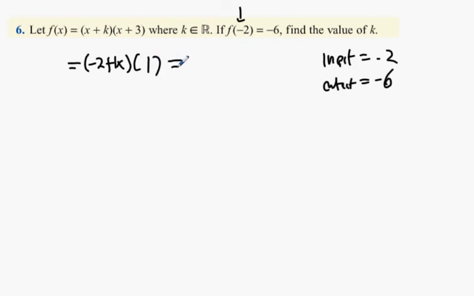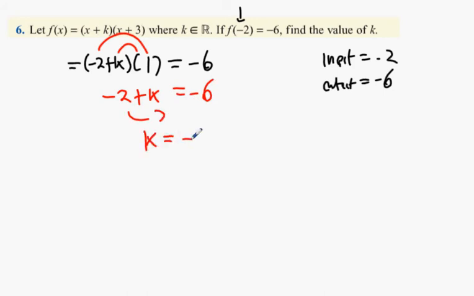And when you use an input of minus 2, your output is minus 6. Multiply it out. What's 1 times minus 2 plus k? Minus 2 plus k. Isolate k. Minus 6 plus 2.